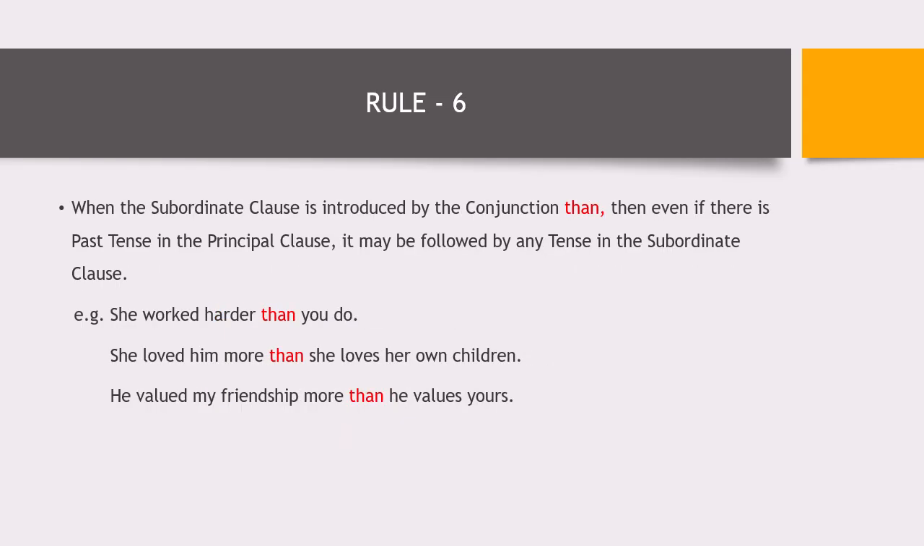Rule 6. When the subordinate clause is introduced by the conjunction than, then, even if there is past tense in the principal clause, it may be followed by any tense in the subordinate clause. For example, she worked harder than you do. She loved him more than she loves her own children. He valued my friendship more than he values yours.